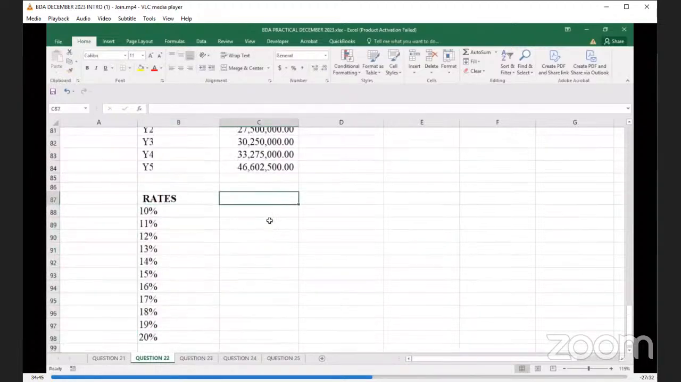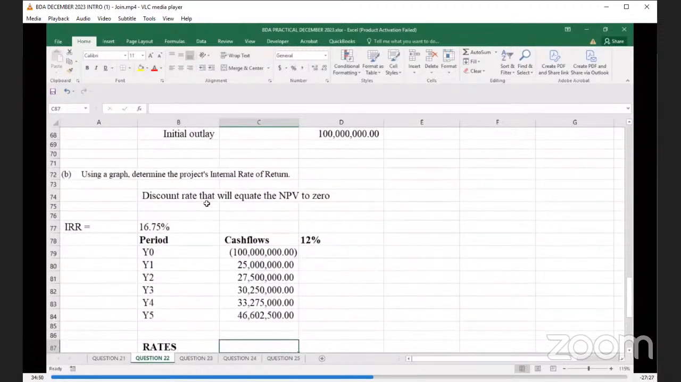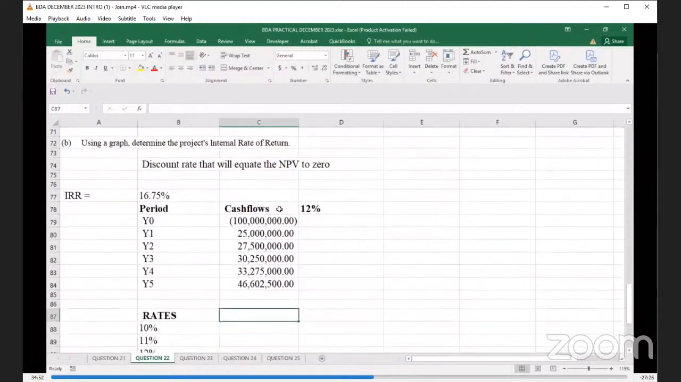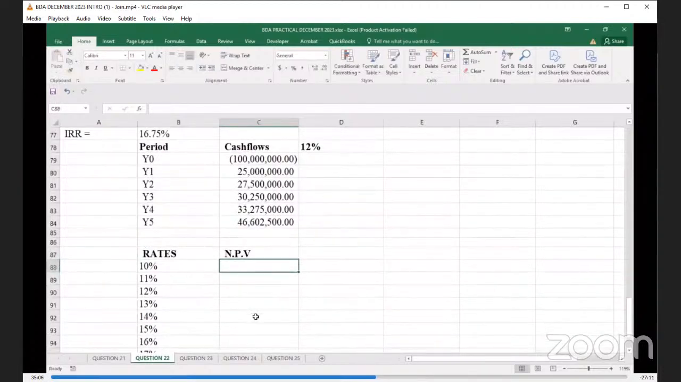What about our NPV? Because remember, we say that these are the discount rates that will put our NPV equal to 0. So we need to determine our NPV in all the rates that we have established here. And this will be very simple.